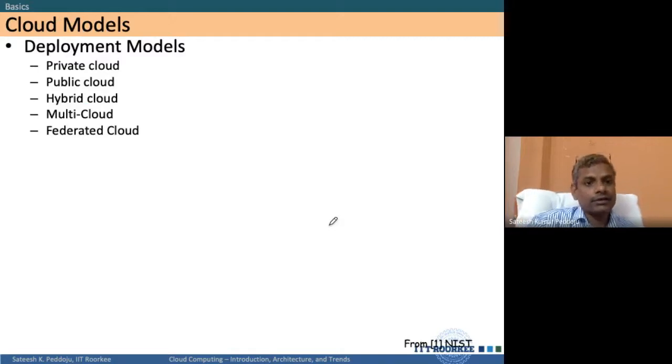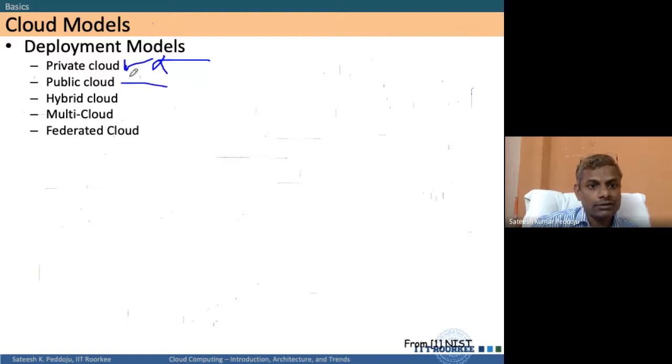And you can deploy a cloud in multiple ways. Like private cloud is exclusively meant for a particular organization. That means only the employees of that organization can access the cloud resources, none else from outside. And public cloud allows every user to access the resources. Okay, suppose IIT Roorkee is having one cloud. So that's a private cloud which is exclusively meant for their employees.